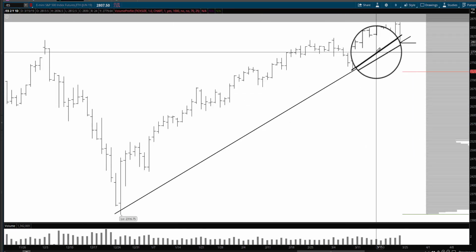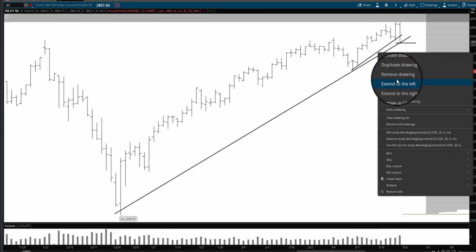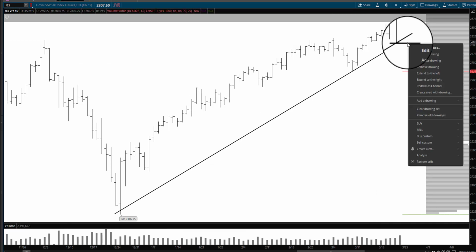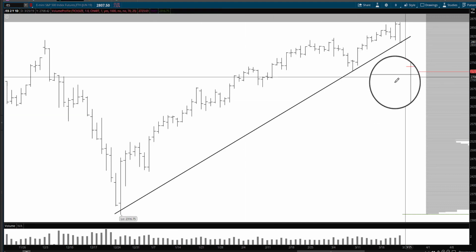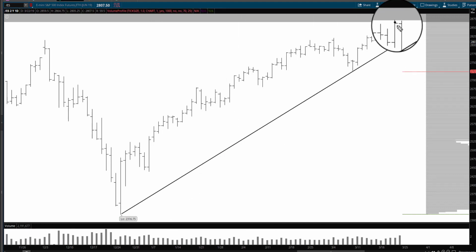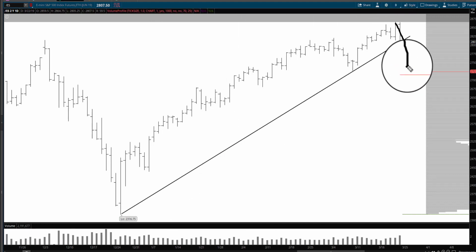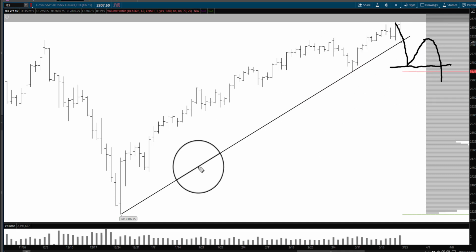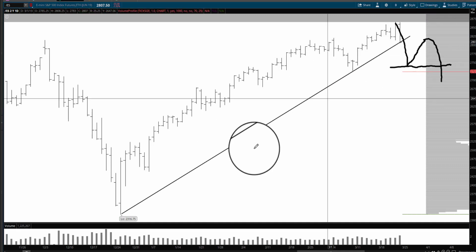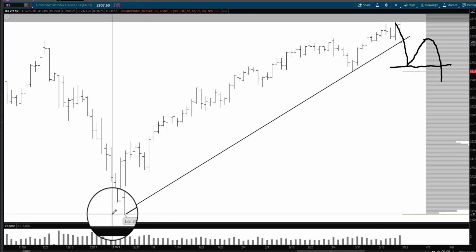So not to confuse things, let's get rid of this line here and get rid of this line here. And for this trend line right here, what we're looking for is a break of the trend line, a pullback, then we would draw our new line here, and as it breaks that line, that would be a reversal of this uptrend. On the weekly and monthly chart, we're looking for a reversal of trend all the way down here at this low.